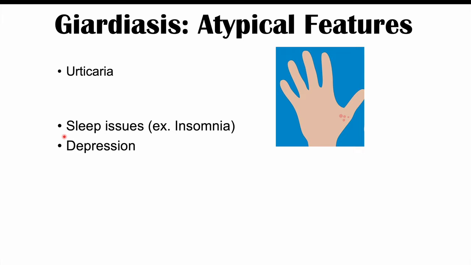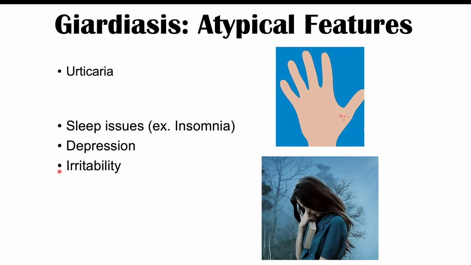Now, there are some other atypical features of giardiasis, including urticaria. Urticaria are hives, so itchy, raised hives. We can also see sleep issues from this condition, so an example would be insomnia or having difficulty falling asleep. We can also see an association with depression. And then we can also see issues with irritability in patients who have giardiasis as well. These are all going to be more rare and uncommon findings, but the ones we talked about previously are going to be the more common findings we're going to see in this condition.